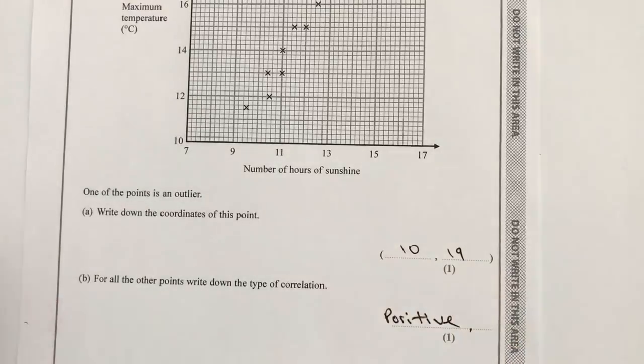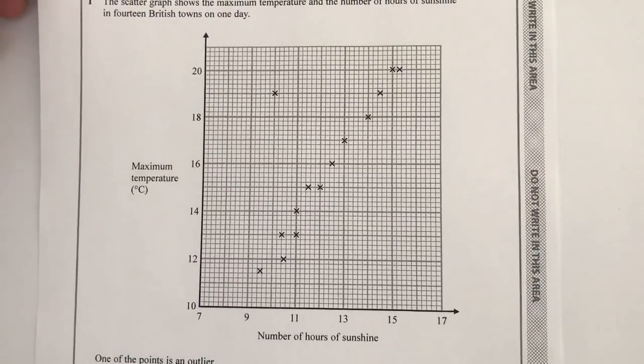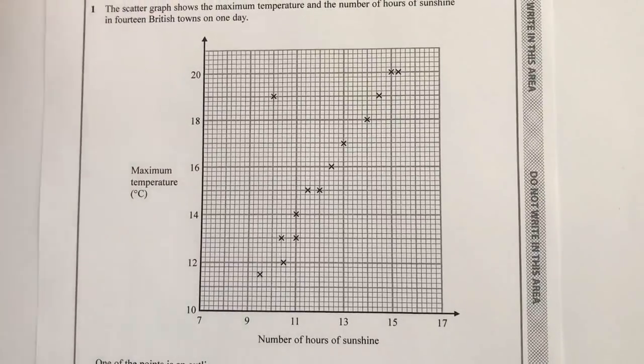Okay, so let's move on then to part C. Now with part C it asks us to estimate the number of hours of sunshine in the town on this day where the maximum temperature is 16.4. In order for us to do that, what we need to do is draw a line of best fit.